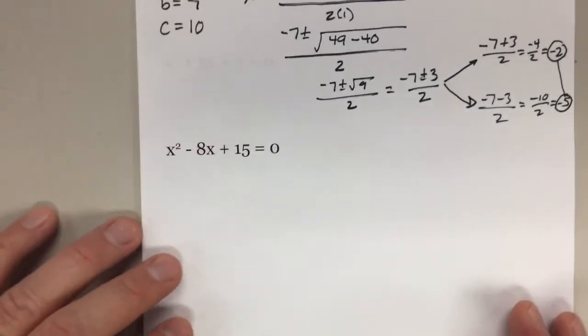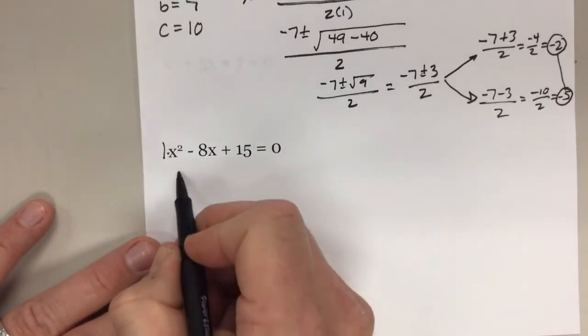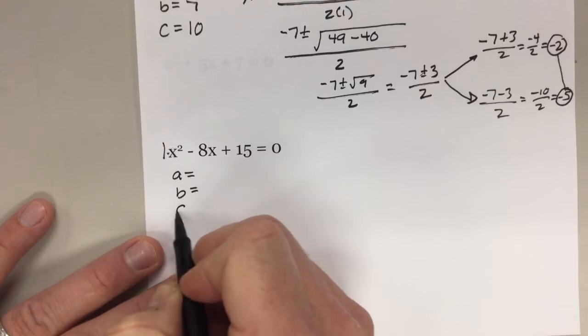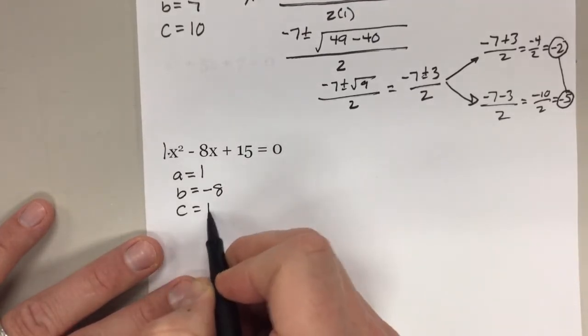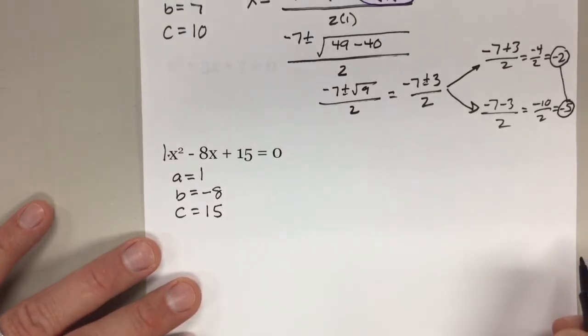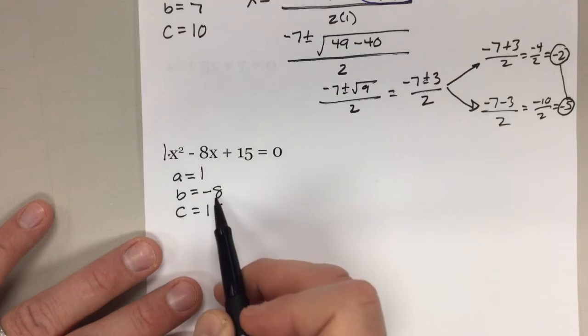Let's try another example. Again, there's a 1 in front of the x squared. I'm going to write down what a, b, and c are. A is 1, b is negative 8, c is 15. So the number next to x is always b, and if it's subtracted, then you write negative 8.